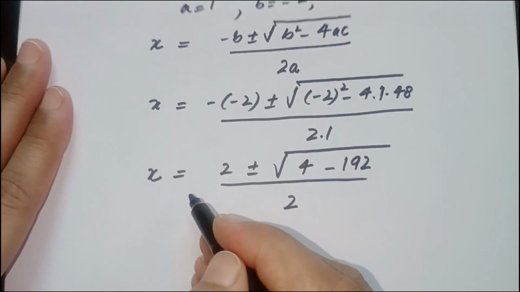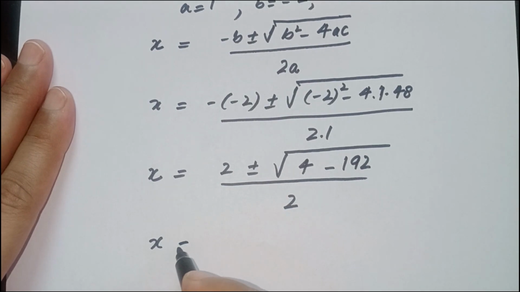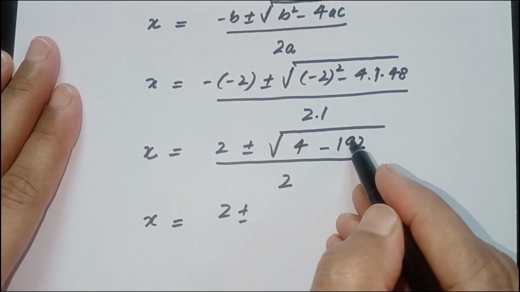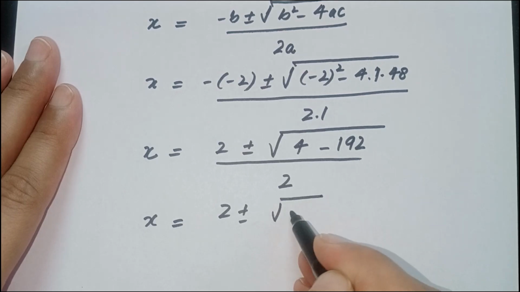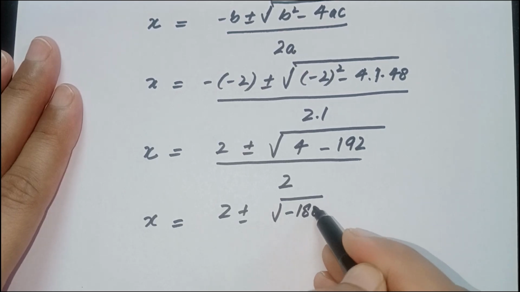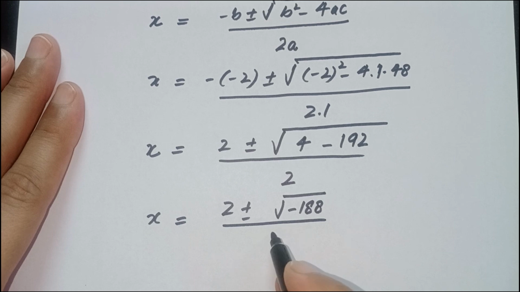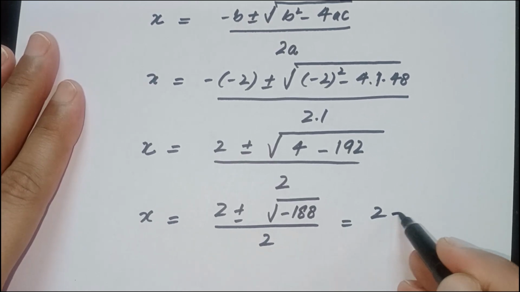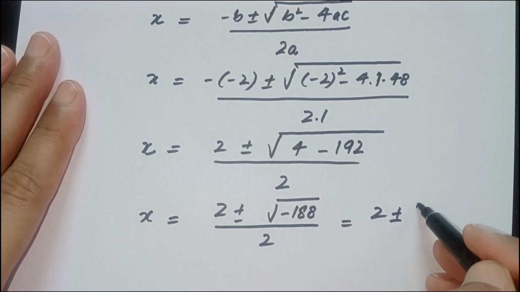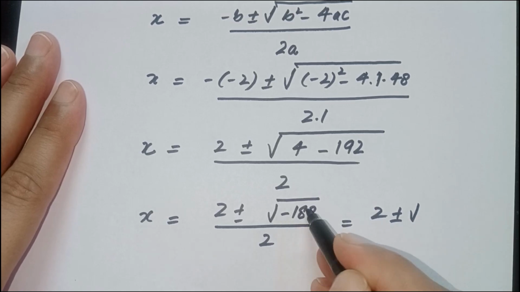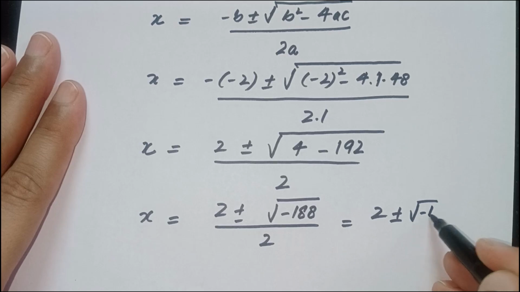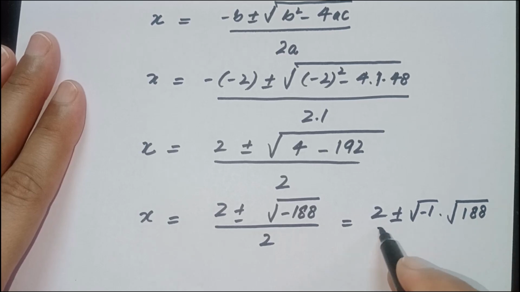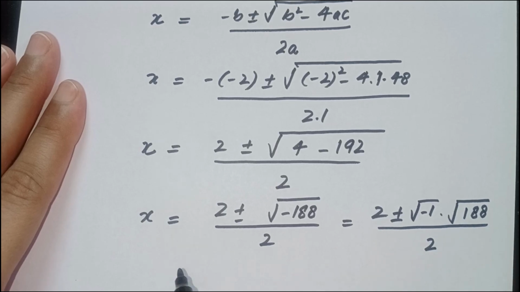So in the next step, x is equal to 2 plus or minus square root 4 minus 192 will give us minus 188 over 2. So now we can write it 2 plus or minus. We can separate this minus sign from 188. We can write square root of minus 1 times square root 188 over 2.